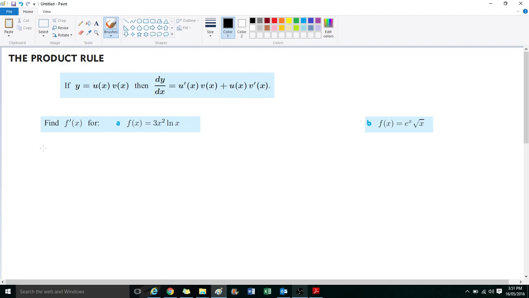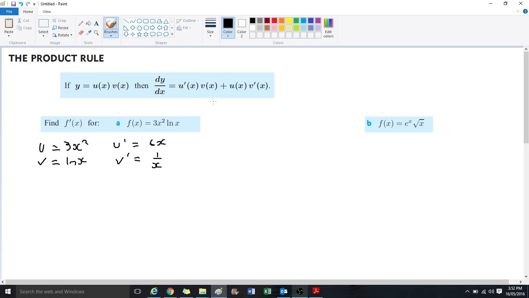Okay, so let's look at that. So let's decide here what our u and our v is going to be. Let's say if u is 3x squared, and you can write u of x if you want to be technically correct, but writing just u and v is fine. So if u is 3x squared, v is ln x, then u dash, the derivative of u, is going to be 6x, and v dash is going to be 1 on x.